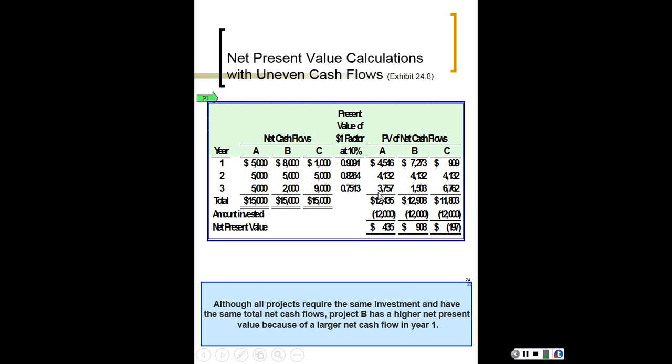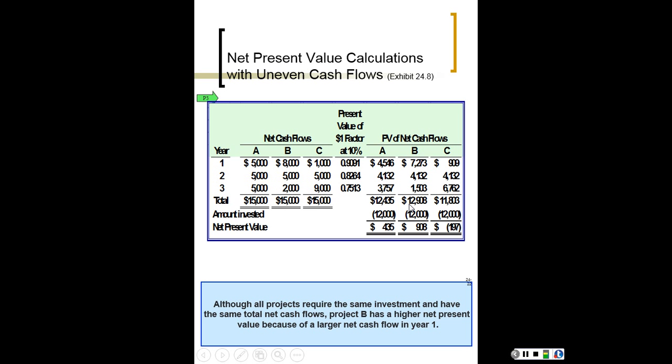So if I add them all up, what you'll see is, and we know the amount invested is the same for each of these projects. For Project A, the present value of the net cash flows is about 12,435. For Project B, it's 12,908, and Project C, it's 11,803. So they're all very different.